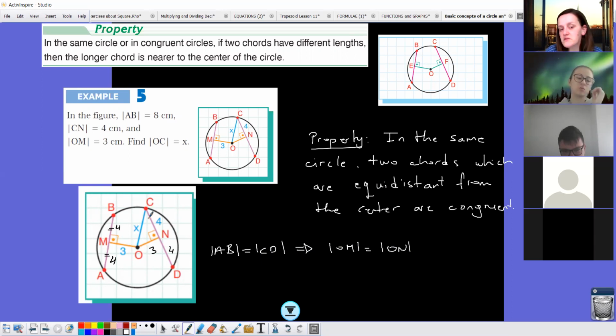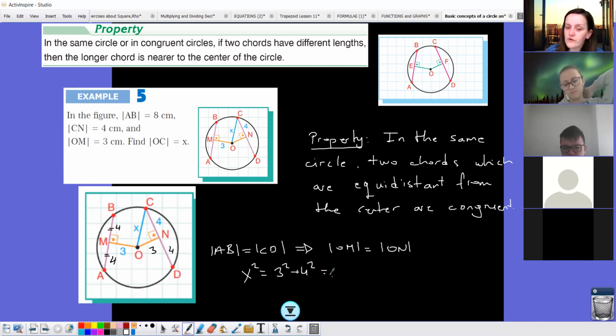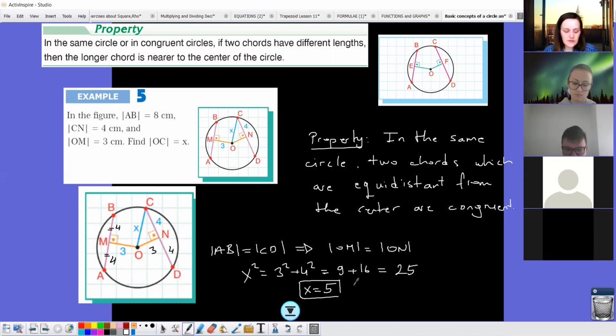It's Pythagorean. Easy. X squared will be equal to 3 squared plus 4 squared. And this one is 9 plus 16, 25. So X is 5. The radius is 5. Is it okay? Yes, teacher, it's okay.